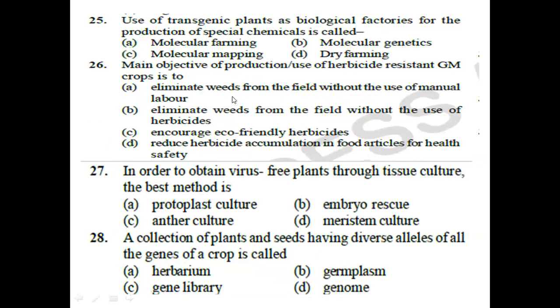Use of transgenic plants as biological factories for the production of special chemicals is called molecular farming. It's a technique where transgenic plants are used as biological factories for the production of special chemicals. So it is option A.